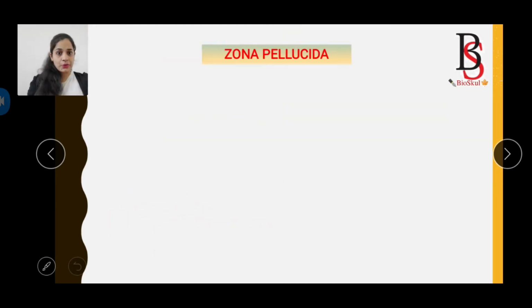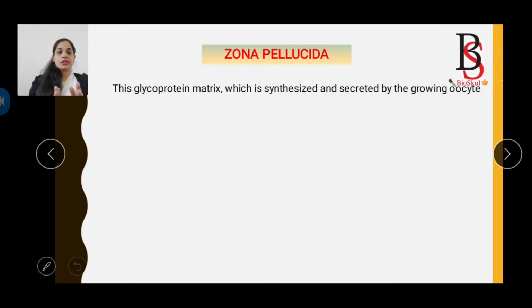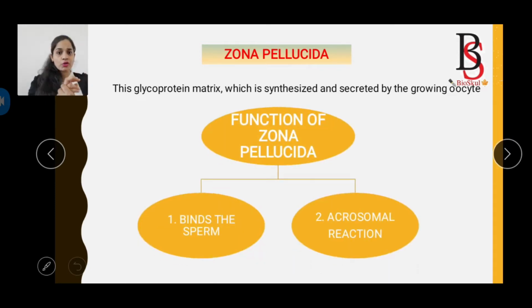Now coming to zona pellucida. What is zona pellucida? Zona pellucida is a glycoprotein matrix which is synthesized and secreted by the oocyte. It is the layer that is present outside the plasma membrane of the egg. What are the functions of zona pellucida? Zona pellucida has two functions. The first function is to bind with the sperm and the second function is the initiation of the acrosomal reaction.